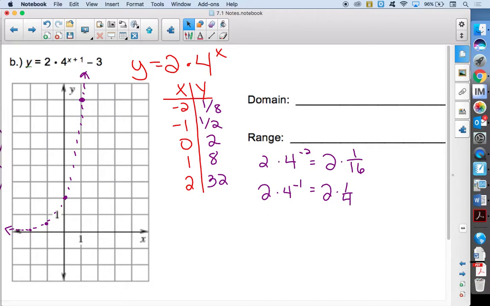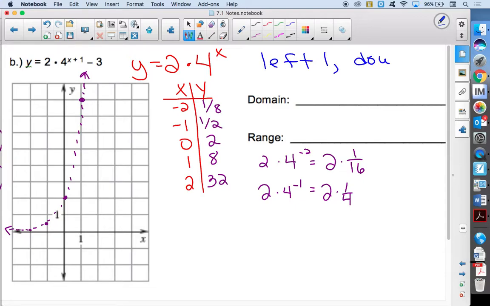David, how's this graph going to shift? Good. So the graph goes left 1, down 3. So the x plus 1, really it's moving to the left. So taking all of those points, shifting it left 1, and then down 3. So that first point should pretty much be on that corner of our graph.